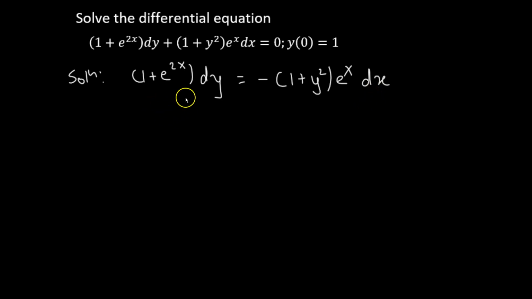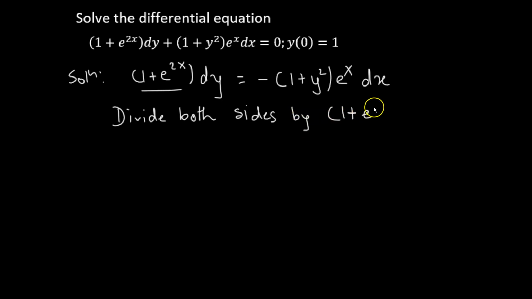That means we need to get rid of the term 1 plus e raised to the power of 2x from the left hand side and take it to the right hand side. And on the right hand side we have the term 1 plus y squared, which we will need to bring to the left hand side. It's very simple. To do that, we're going to divide both sides by 1 plus e raised to the power of 2x times 1 plus y squared.